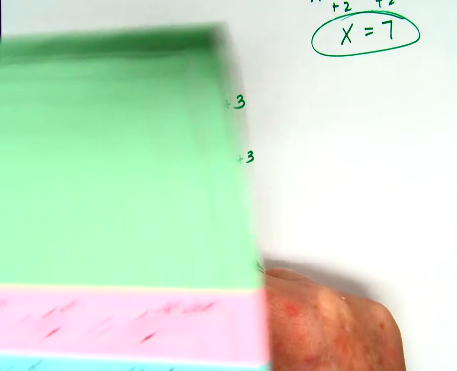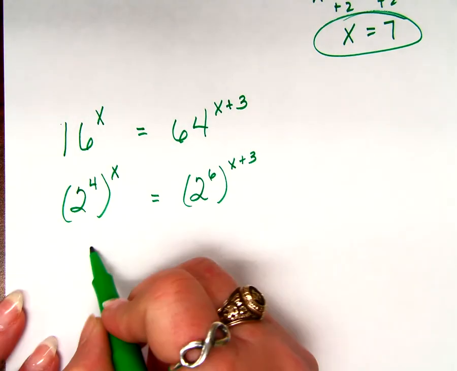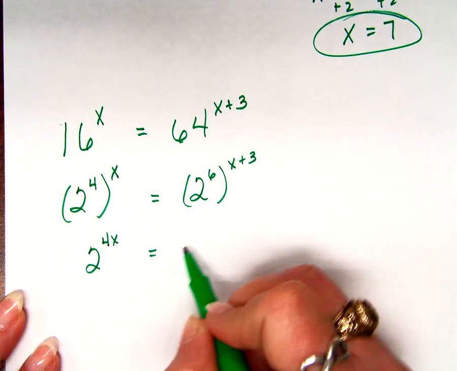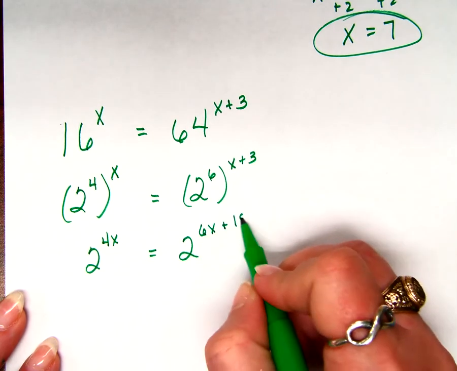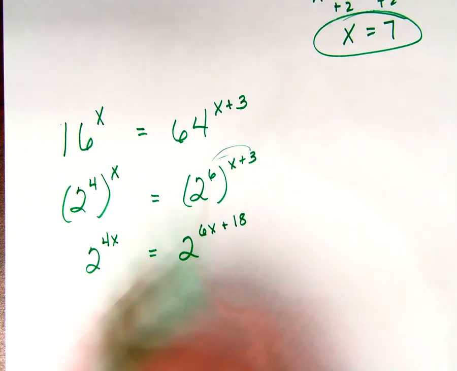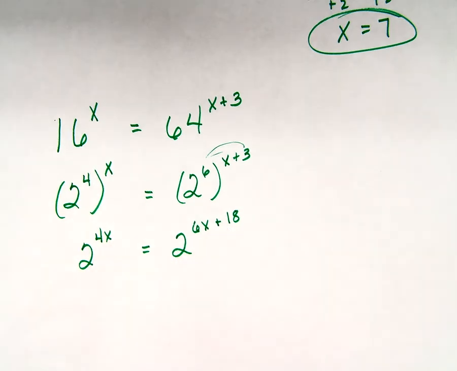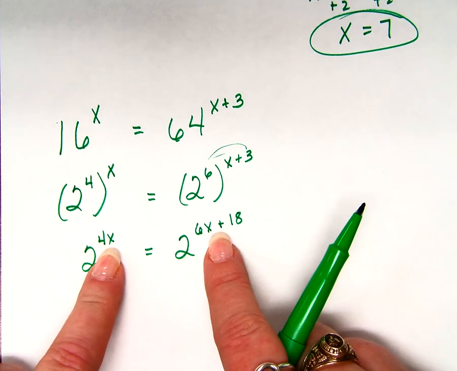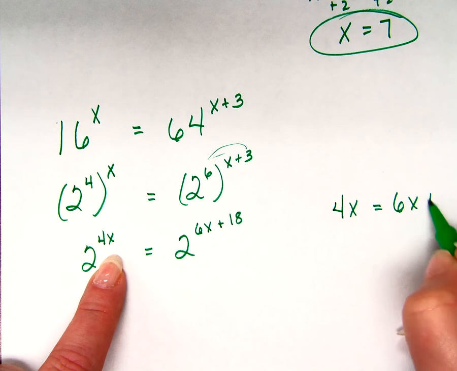2 to the 4th raised to the x. That sure looks a whole lot like power of powers, right? What do I do with those exponents? So 2 to the 4x power equals 2 to the 6x plus 18, right? Because I just distributed here and here. Once the bases are the same, what do we do with the exponents? If the bases are the same, the exponents are the same. 4x equals 6x plus 18.